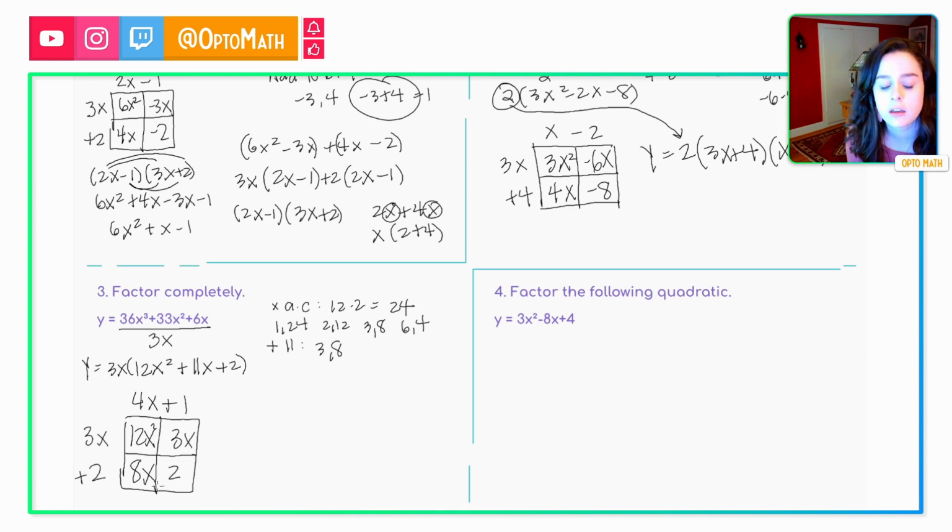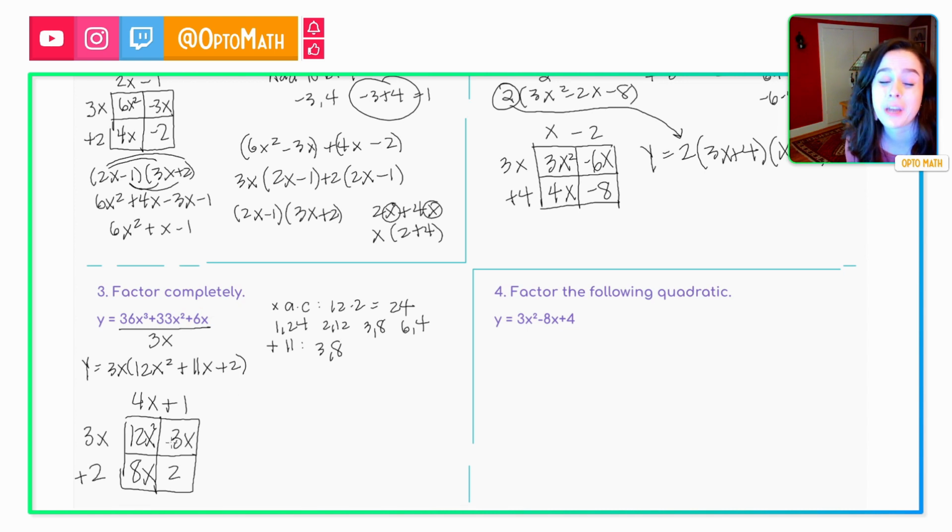Quick things to check. You can probably just do your distribution by looking at here. So like 3x times 4x, is that going to give you this term right here? Yeah, that's going to give you the 12x squared. Does 4x times 2 give you 8x? Yes, it does. And that's a good check, because this is really just like you're undoing multiplication. That's what factoring is. You're undoing your distribution, right? That's the reason you distribute, to check.